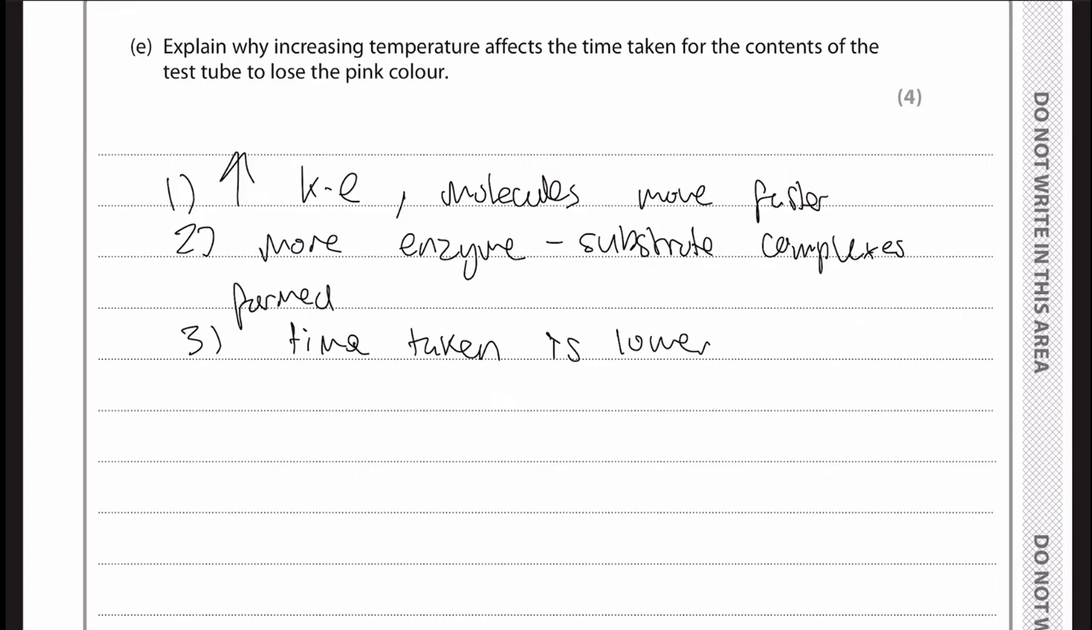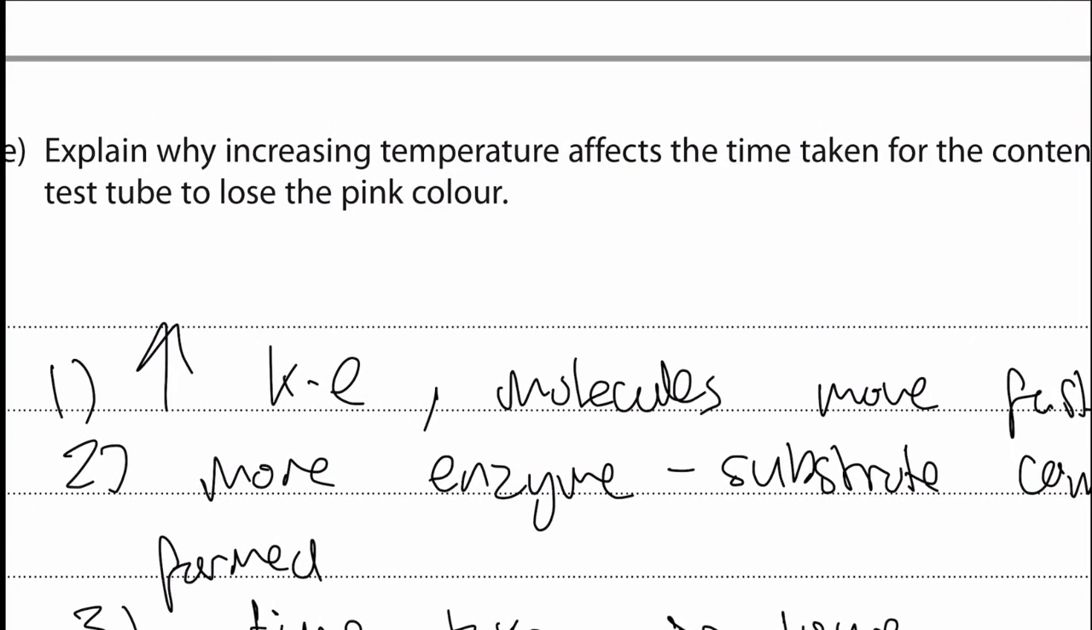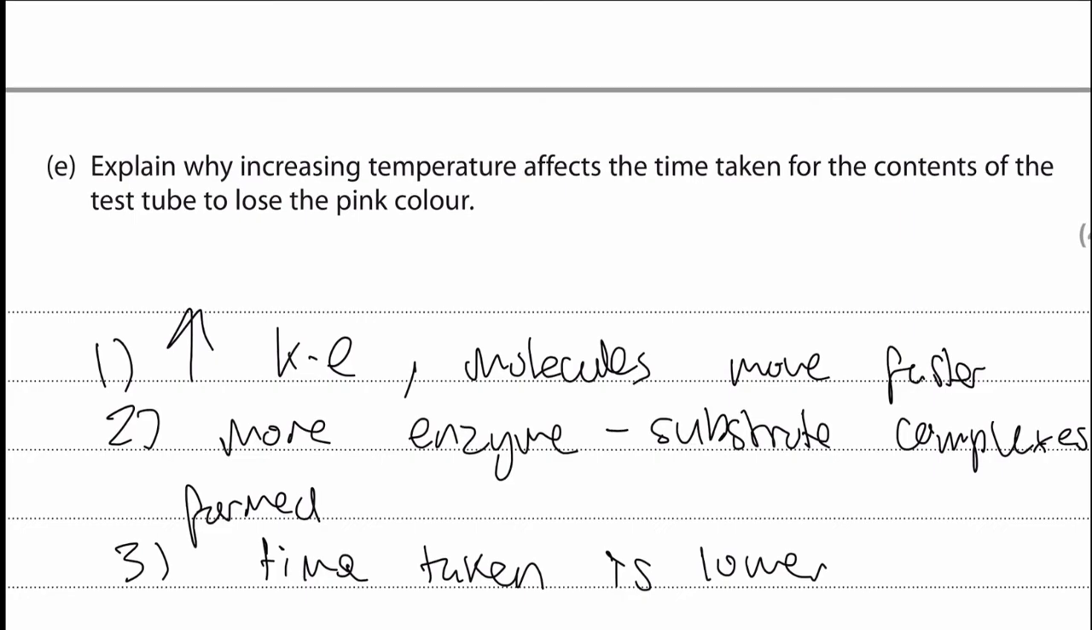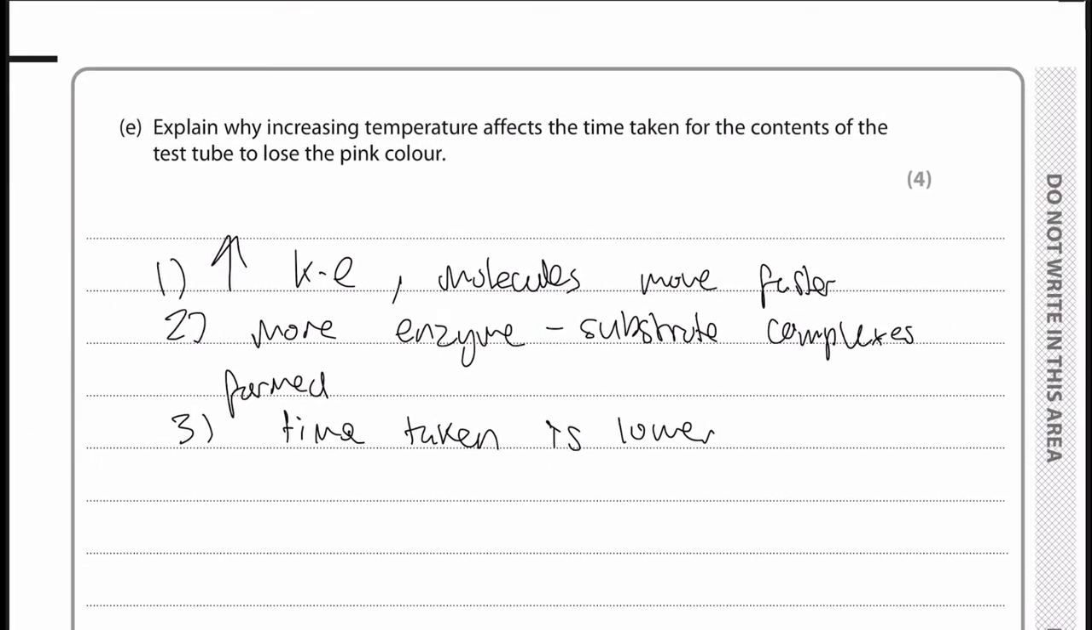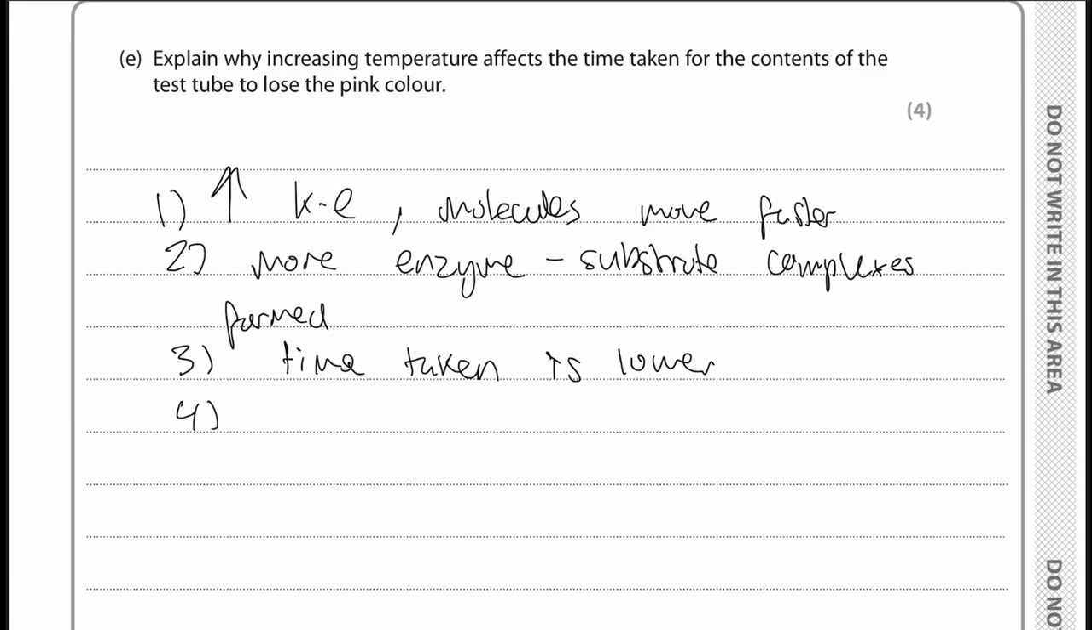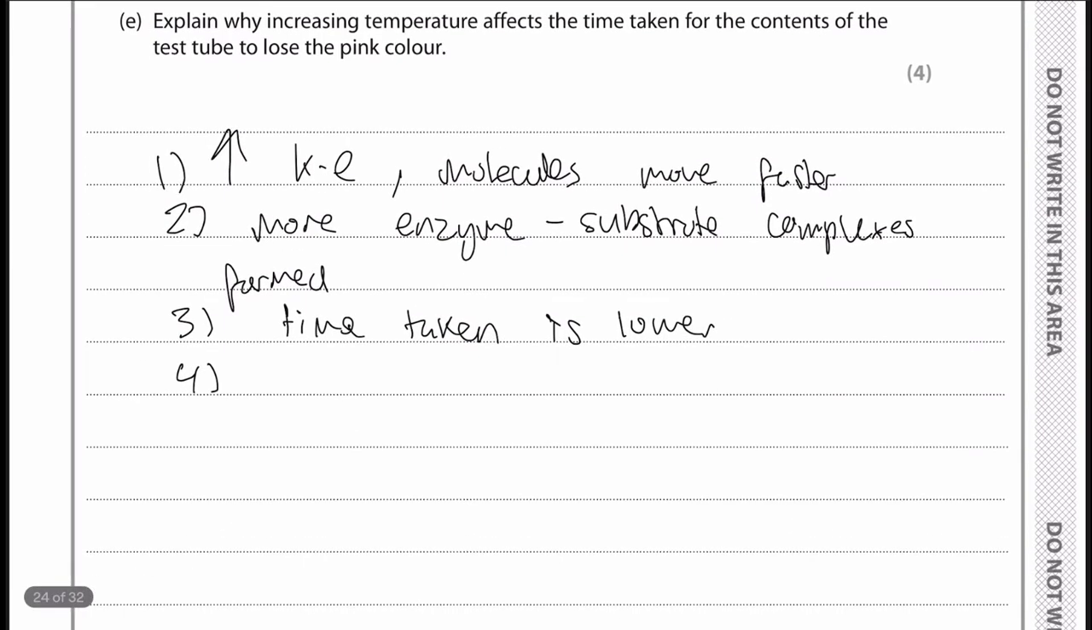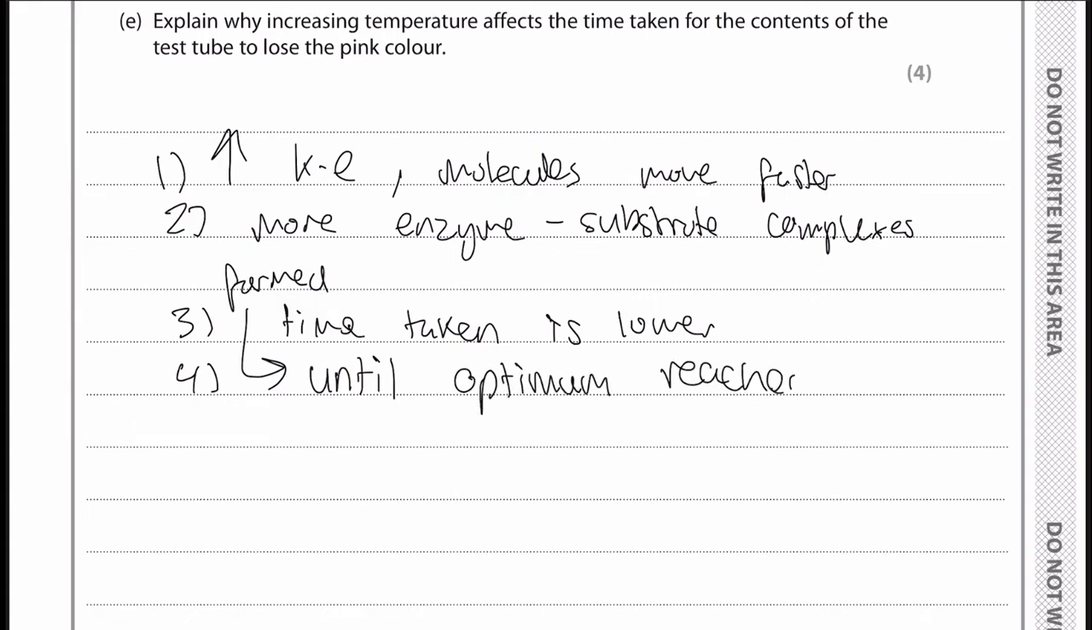The reaction's occurring faster. Now, we're going to have to answer this with nuance, though. We can't simply write that, because it's saying, explain why it affects the time taken for the contents to lose the pink color. We have to explain what happens to the optimum, because if we keep increasing temperature, it's not going to exponentially increase. There's a point where it starts to decrease. So we have to mention that. So we have to say that this increase in reaction rate occurs until optimum is reached.